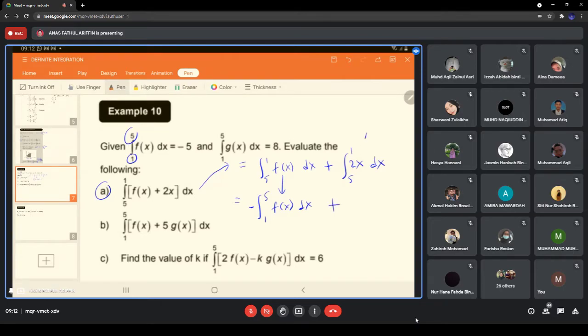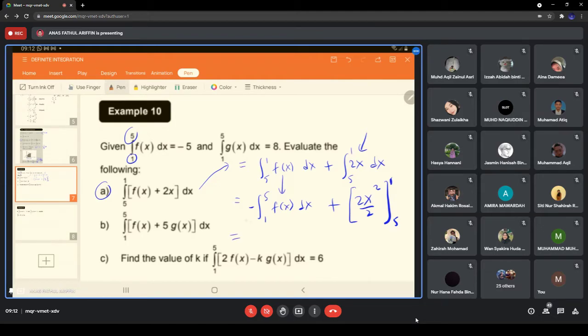2x ni kita integrate seperti biasa. Kita dapat apa? 2x square over 2 and then from 5 to 1. Betul. Okay, from 5 to 1. And then kena letak C ya? Tak perlu letak C dah. Okay, yang ni untuk yang 2x square over 2 saja.